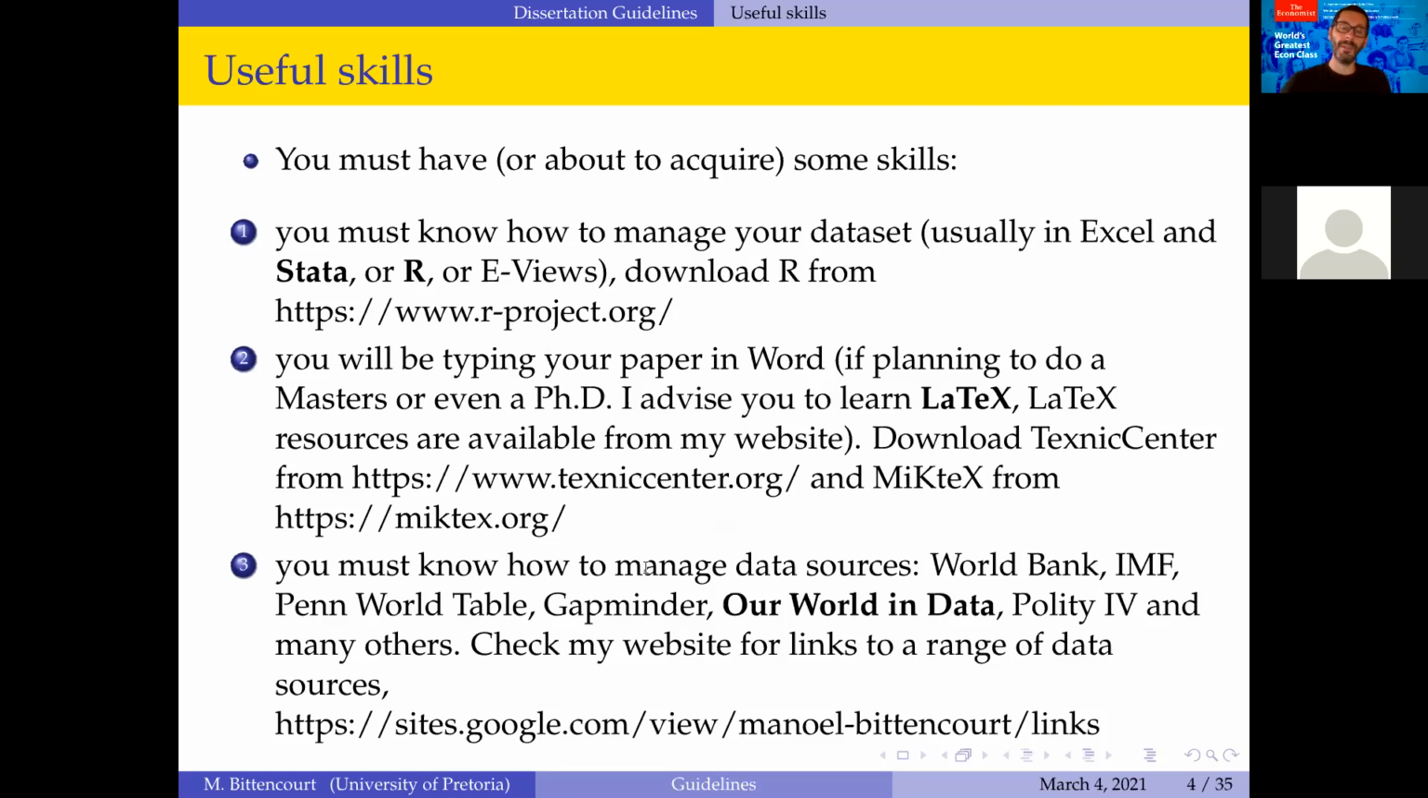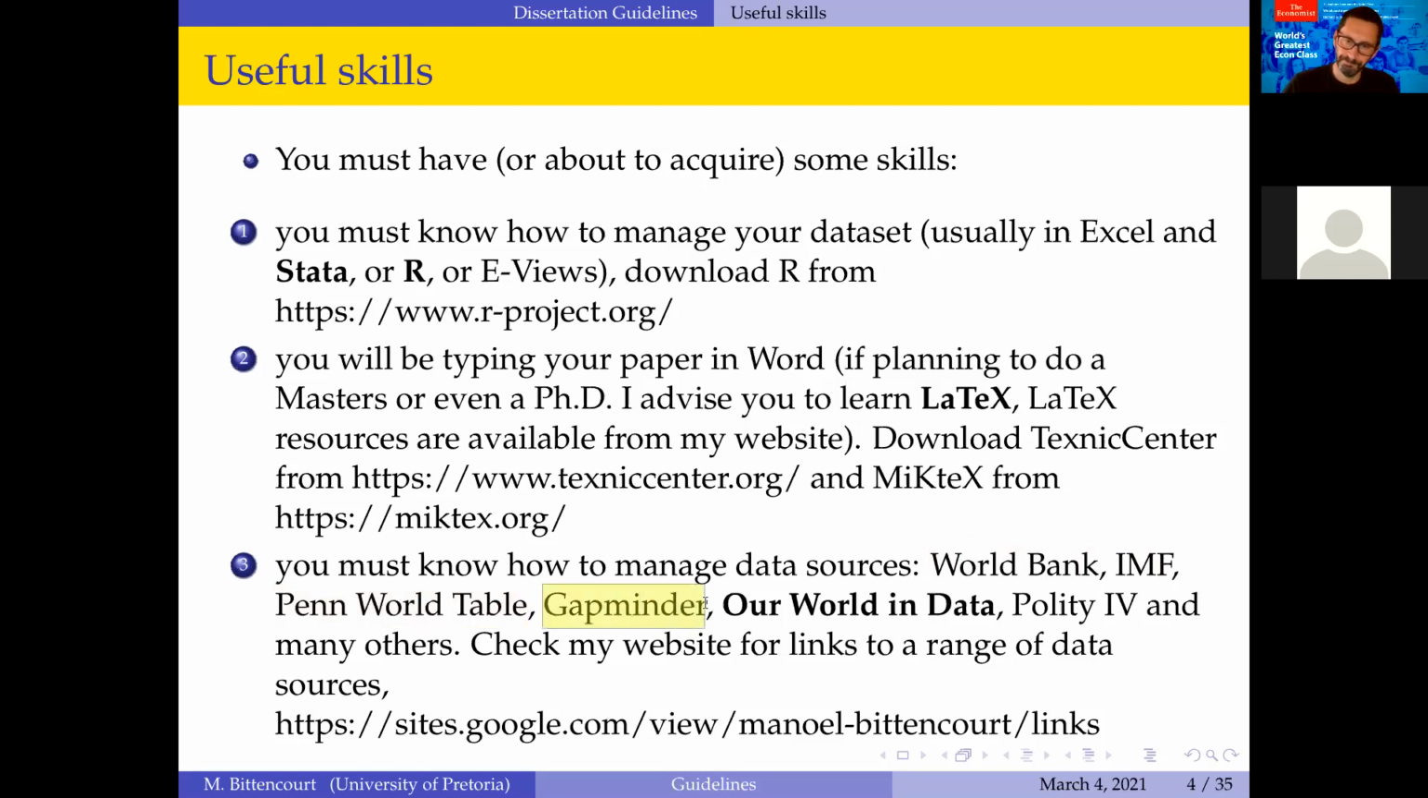Also, you must know how to manage data sources. You are going to get data from somewhere. Hopefully, your supervisor will not give you a data set. Your supervisor will tell you what sort of data you need, given the hypothesis that you are planning to test. And then you go and find your data set and download it. Depending on the data, there is data available from the World Bank, the IMF, the Penn World Table. All those things are free of charge.